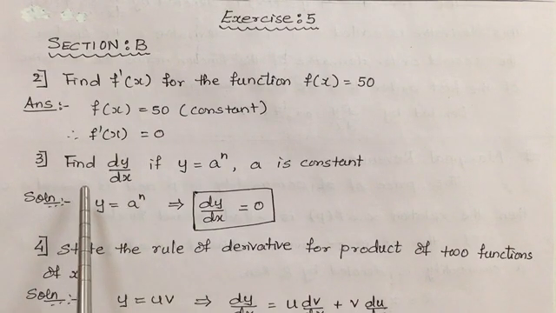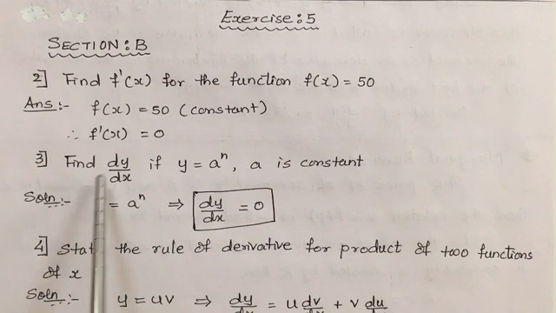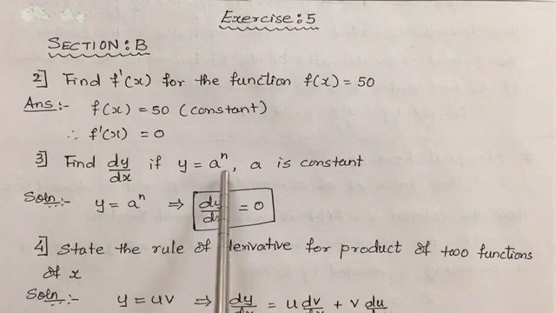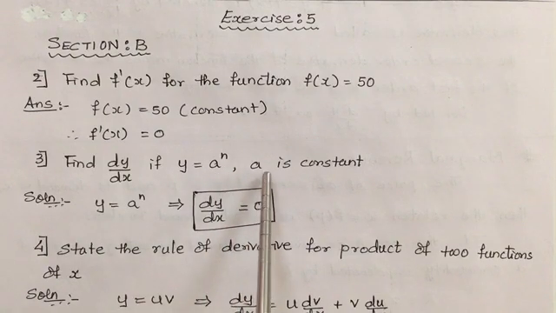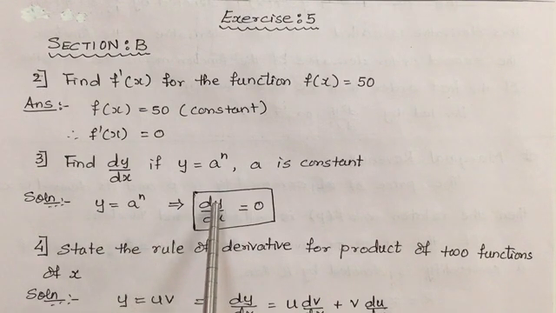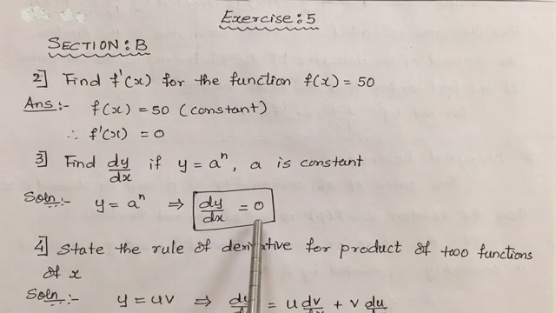Third is, find dy by dx if y is equal to a raised to n, a is constant. Now again here a is given as constant, so its derivative dy by dx will be 0 as per the standard derivative.